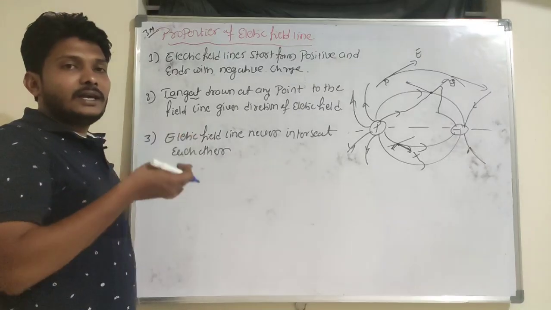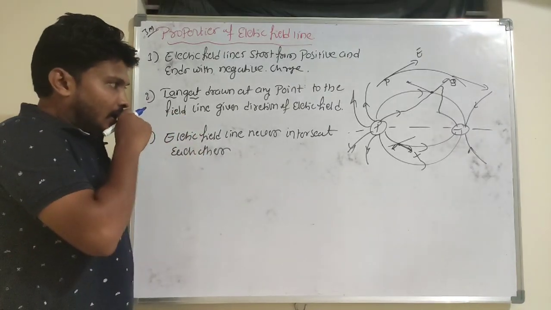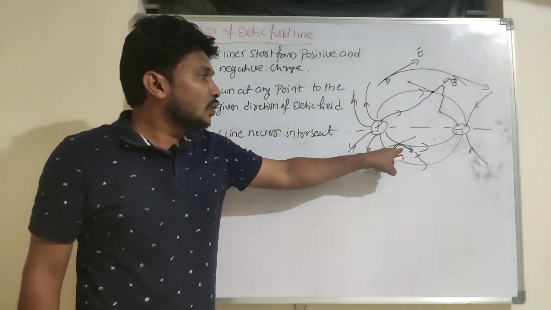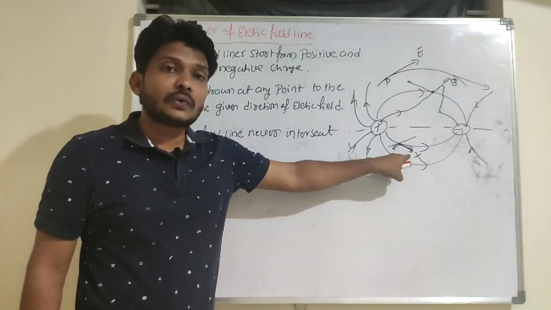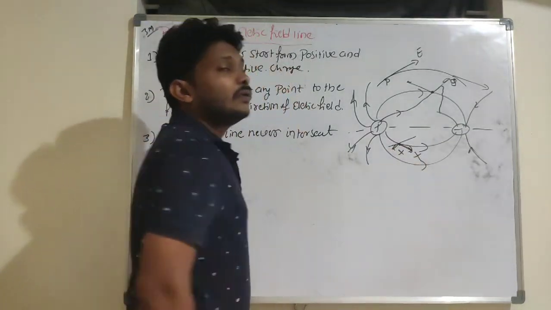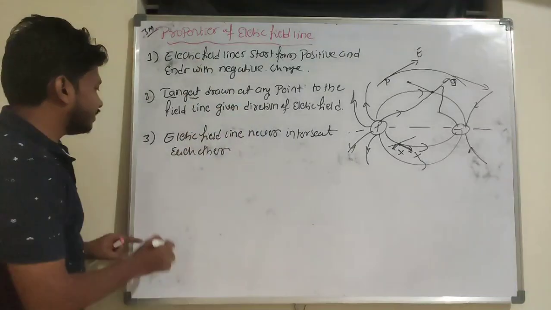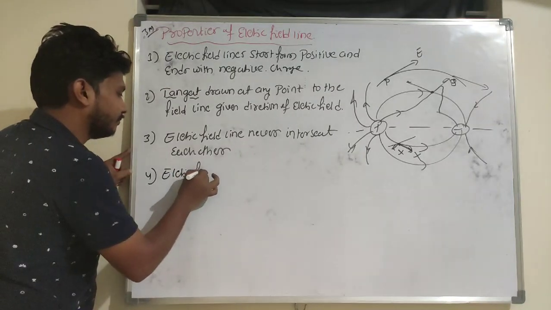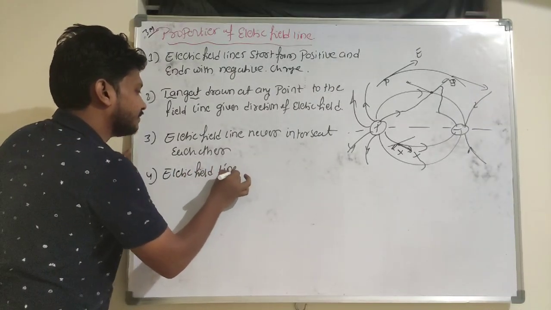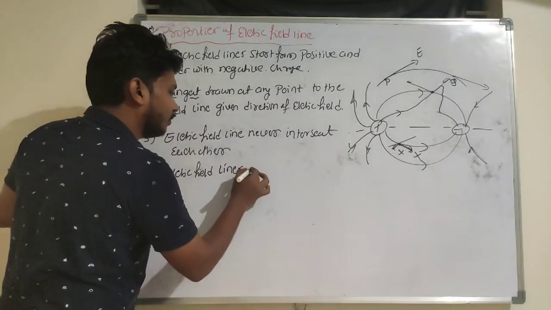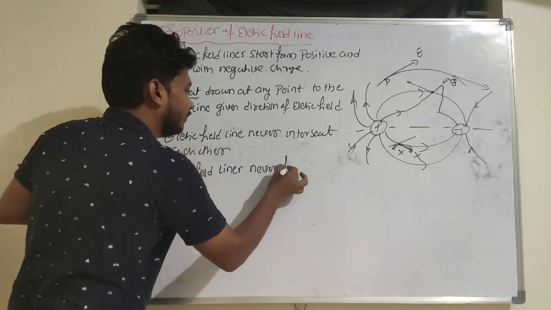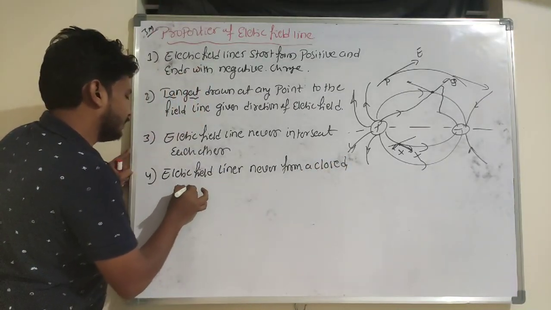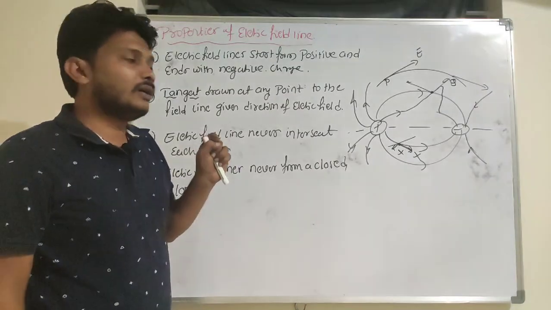If the electric field lines intersected, at the point of intersection you would get two tangent lines, and two tangent lines mean two directions, so it is not possible. So electric field lines never intersect each other. The next property is that electric field lines never form a closed loop.